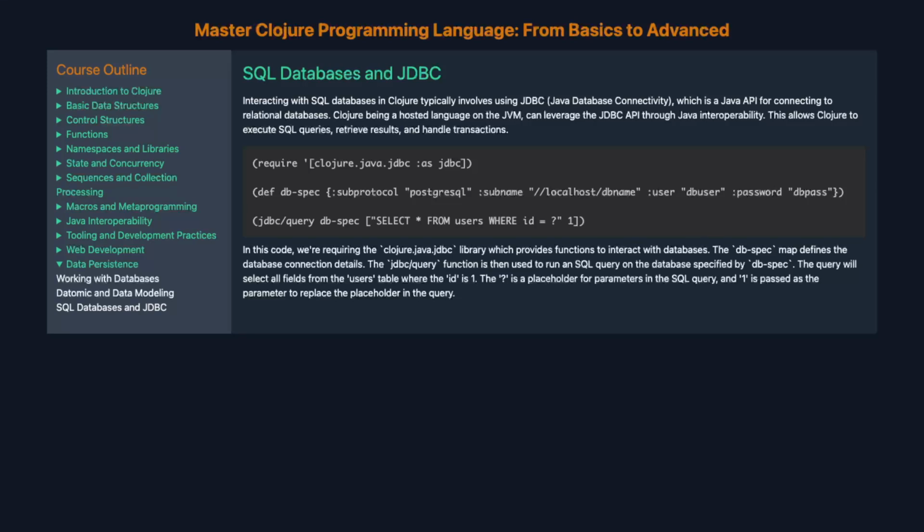In this code, we're requiring the clojure.java.jdbc library, which provides functions to interact with databases. The DB spec map defines the database connection details. The JDBC query function is then used to run a SQL query on the database specified by DB spec. The query will select all fields from the users table where the ID is 1. The question mark is a placeholder for parameters in the SQL query, and 1 is passed as the parameter to replace the placeholder in the query.